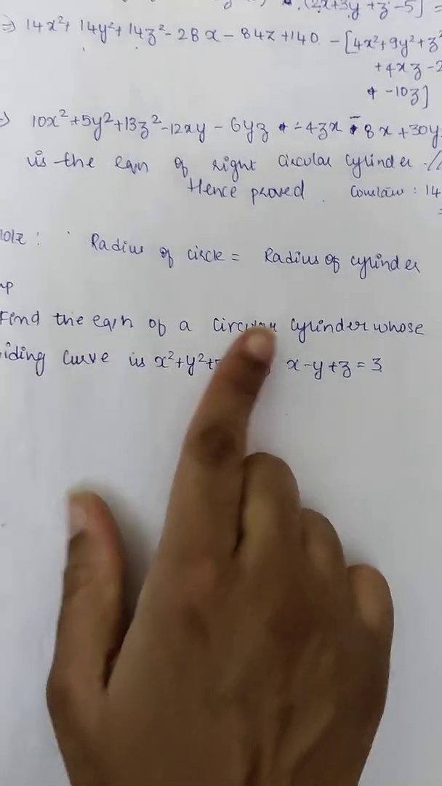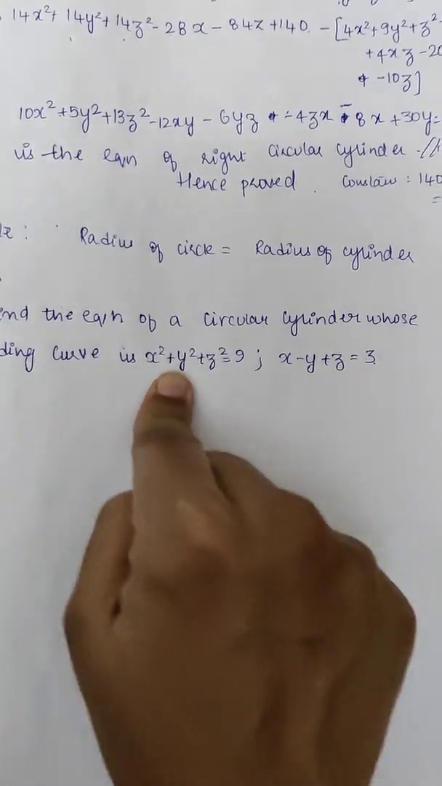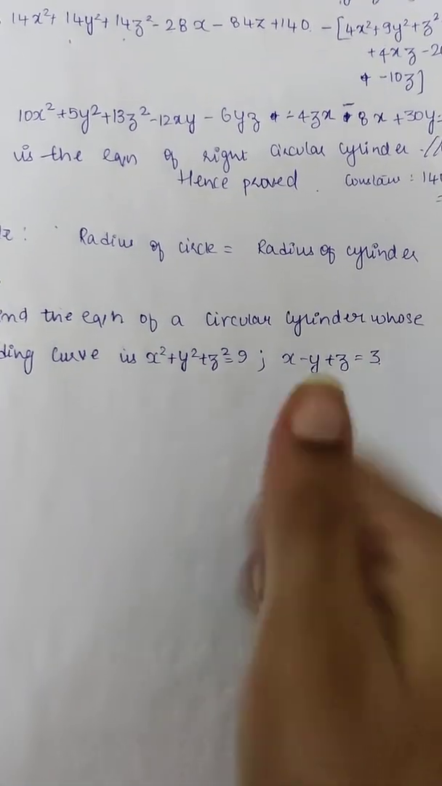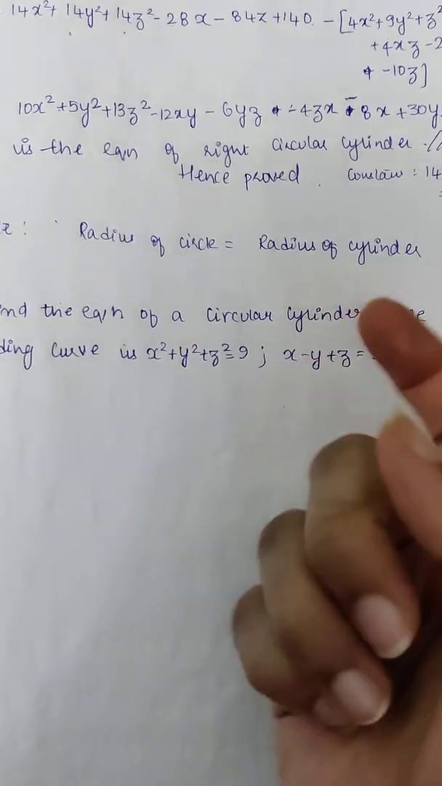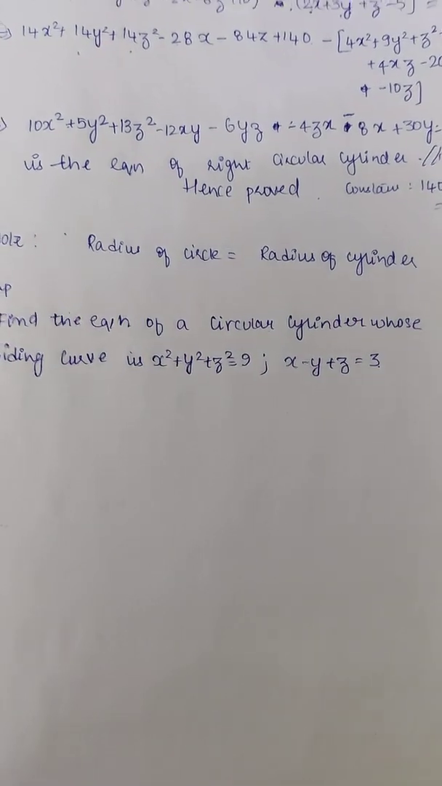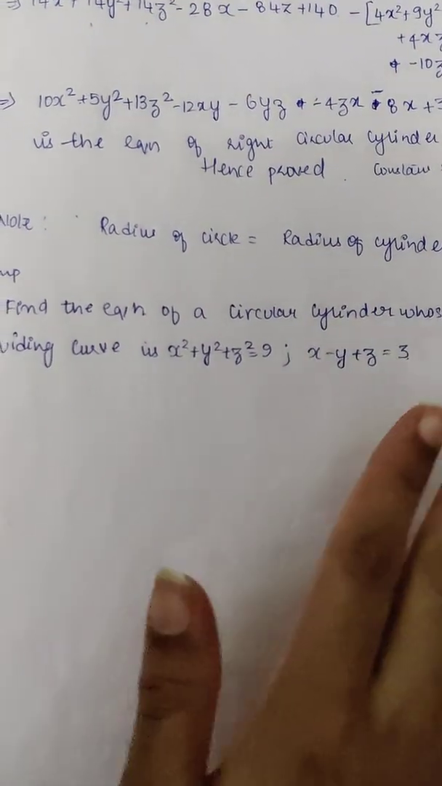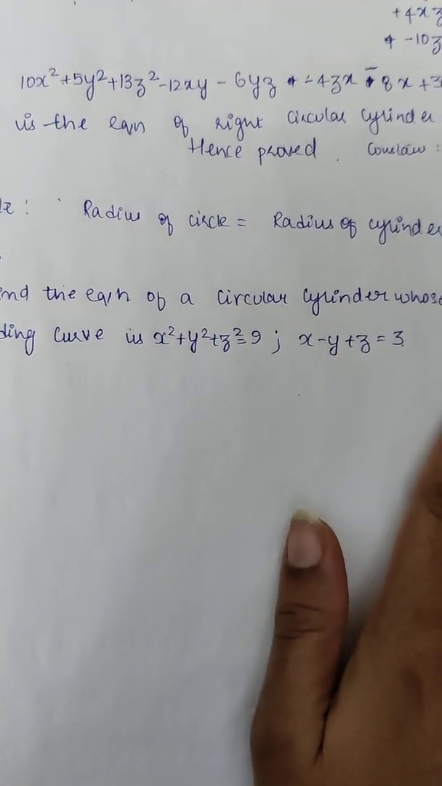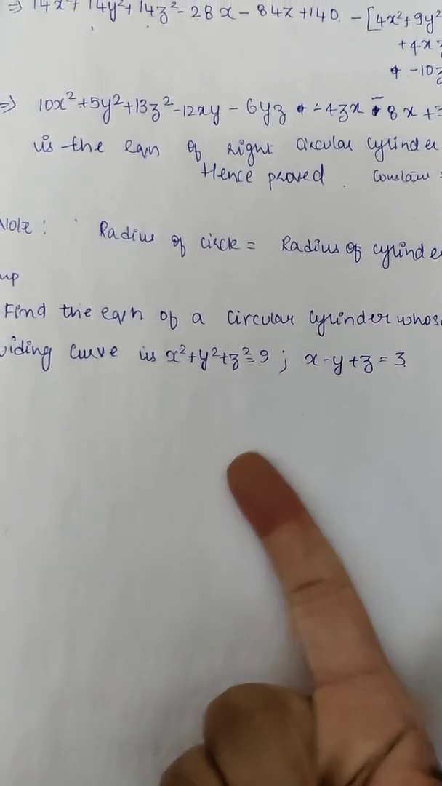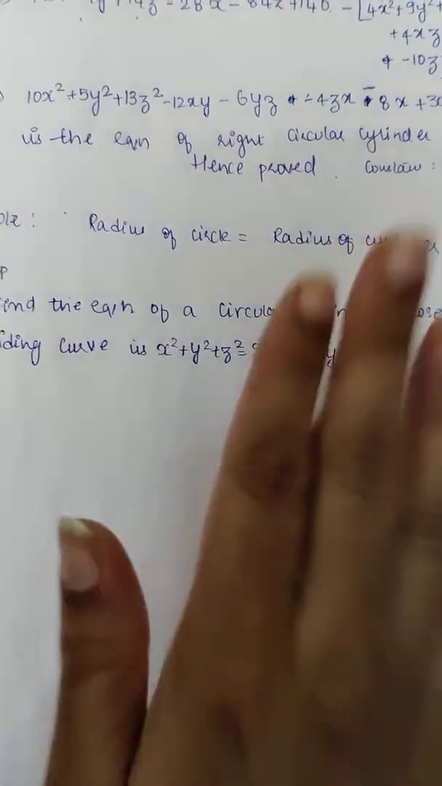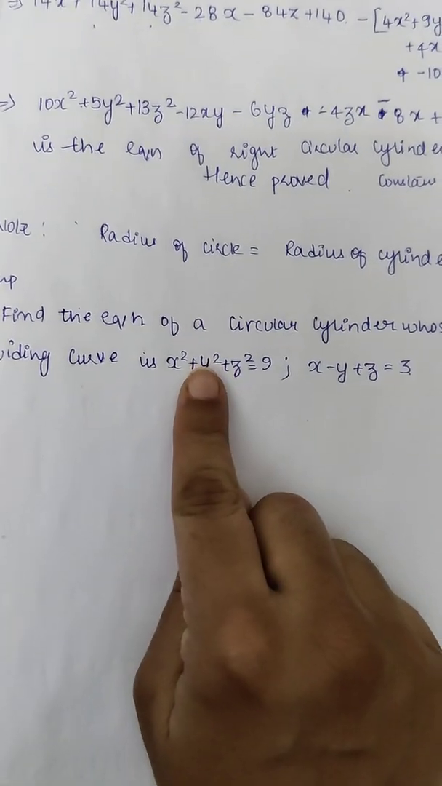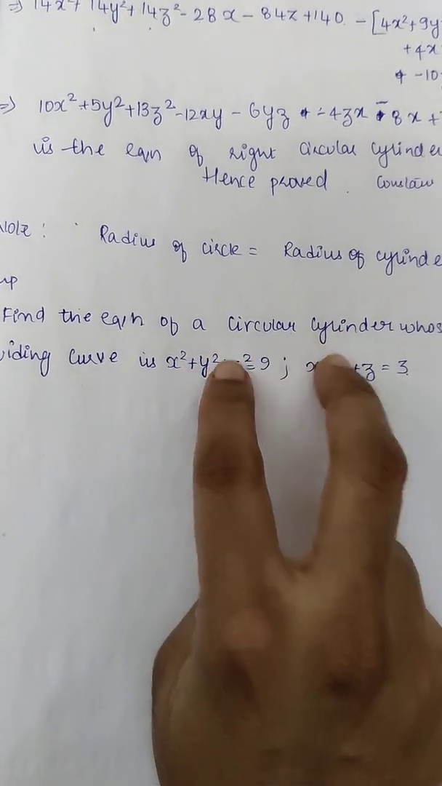Girls, the guiding curve for the circular cylinder would be a sphere and a plane. Circular means the guiding curve would be the circle, and a circle in 3D comes along with a sphere and a plane. If you see our previous problem, wherever I was finding the equation of the right circular cylinder, the axis was given to me and the radius was given to me. That was more than enough for me to construct the equation. Here, instead of the radius and the axis, what is given to me is the circle equation.